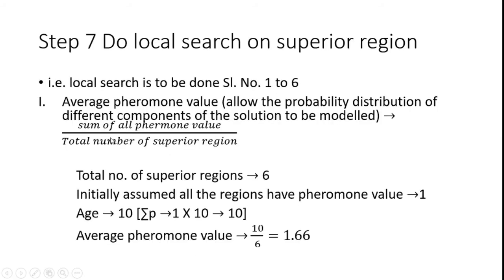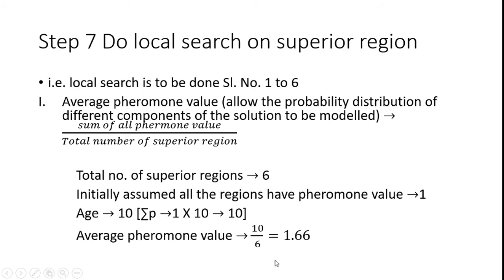And then I move to the seventh step, the local search on the superior region. Before that, we conducted the test for the inferior region. Now we move to the superior region. What are all the steps we follow? The local search is to be done for serial numbers 1 to 6 according to this problem. We should compute the average pheromone value. What does average pheromone value mean?